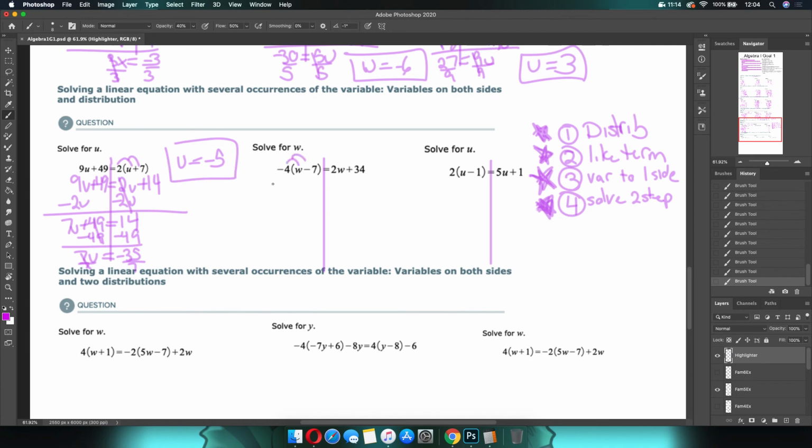Distribution is step 1, so that will be negative 4u minus 28 equals 2u plus 34. Next up, are there any like terms? Nope, not here. Next, variable to one side. Again, Ms. Dubois does not like negatives if she can avoid it, so plus 4u, plus 4u. Negative 28 equals 6u plus 34, minus 34, minus 34.